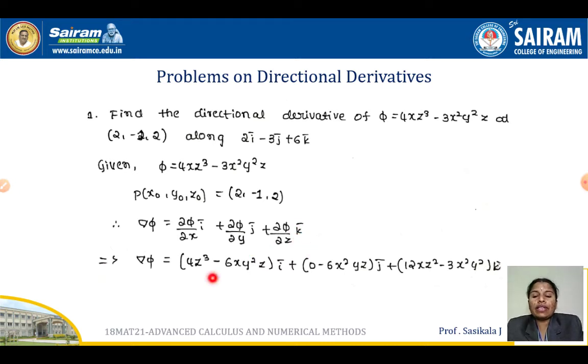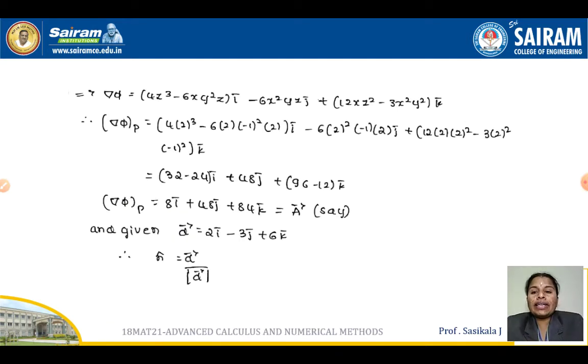So what will del phi give? Differentiation with respect to x for the phi function is 4 z cube minus 6x y square z, into i vector, plus again the phi function with respect to y. The first term gives 0, and the second gives minus 6x square yz, j vector, plus again with respect to z. The first term gives 12x z squared, minus 3x squared y squared, into k vector. So we have found del phi.